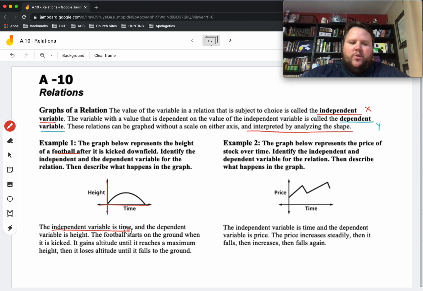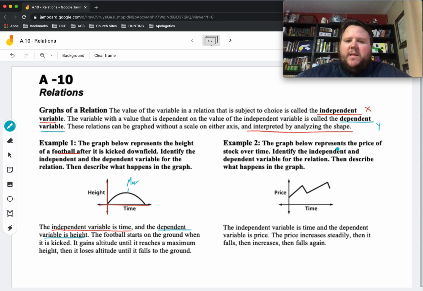So the independent variable is time. Time is going to keep going no matter what the ball is doing. If you notice, the ball hits the ground here, but time just keeps on going. So time is independent in this situation. The dependent variable is height. How high it is depends on how long it's been in the air. The shorter time is probably going to be higher, but the longer it's going to be lower. So the football starts on the ground when it is kicked. It gains altitude, which is height, until it reaches a maximum point, called the maximum point, and then it goes down. It loses height until it falls to the ground. So that's what's going on there.